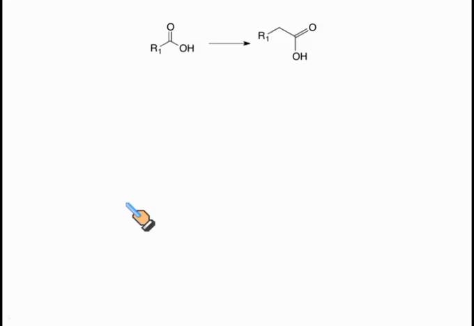Now using the Arndt-Eistert synthesis process we can synthesize a homologous acid as shown here. Starting from this carboxylic acid we can synthesize a homologous carboxylic acid of it. So what is the process?